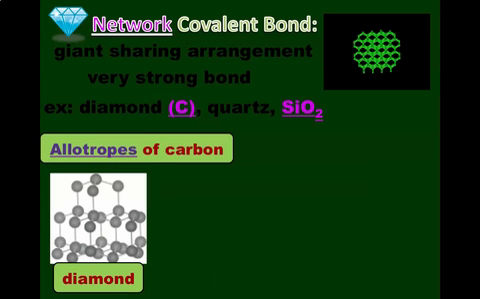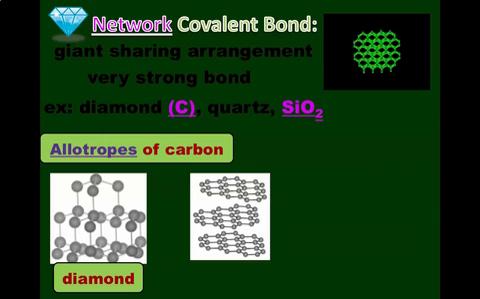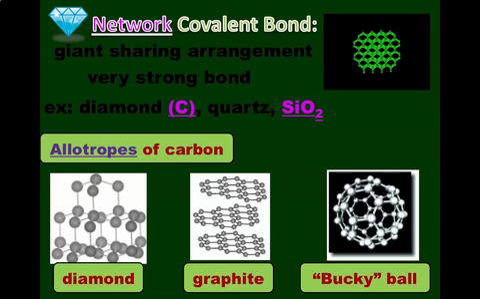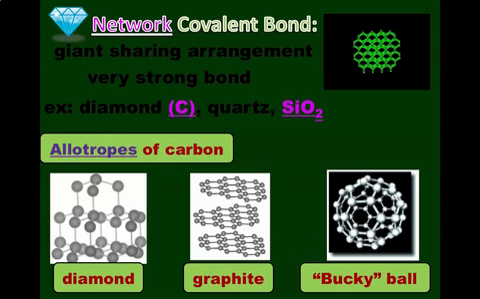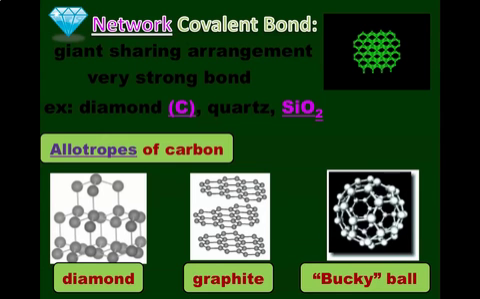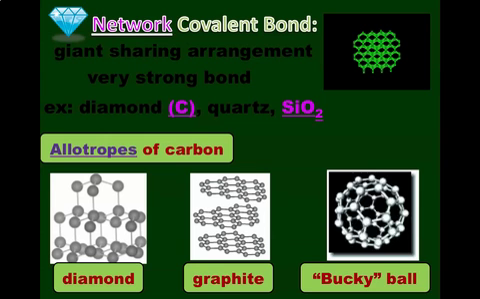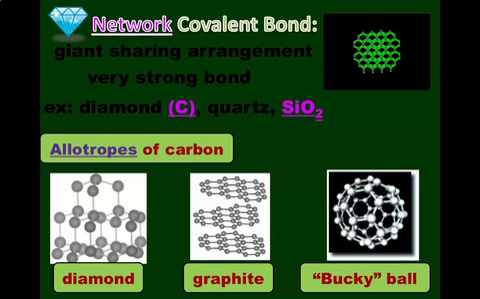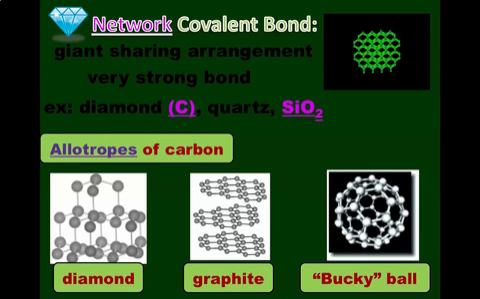And so these are allotropes of carbon. So we have diamond, which is formed with this network covalent bond, which is kind of in a grid. You have graphite, which is like what's in your pencil. Okay, and it's formed a little bit differently in layers. And then you have what's called a buckyball, which is carbon forming circles. So these are all different types of how carbon can bond, and that's called allotropes.